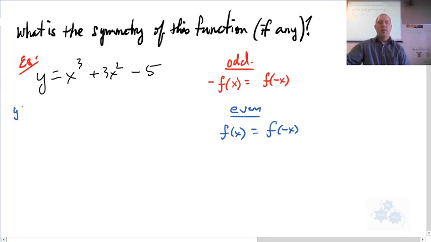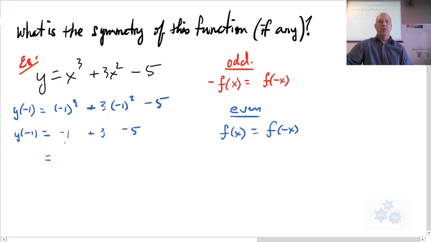So let's say y of negative 1 here. You could go negative 1 cubed. You might think, okay, this is so lame. Why are we doing this? But I just want you to see. So y of negative 1 is going to be negative 1, plus 3 times positive 1, minus 5. So that's 2 minus 5, which is negative 3. That makes sense?